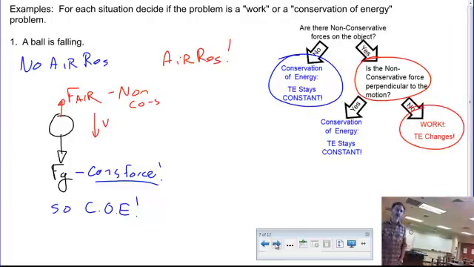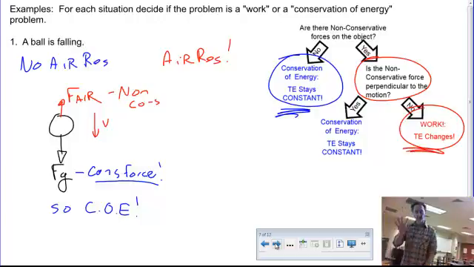Our total energy is going to change. The idea is the air resistance is working against the motion of the object, so it's going to lose energy as a result. So, with no air resistance, we land here, it's conservation. With air resistance, it's work. That's a good example because it shows both possibilities, and it's pretty simple because there aren't a lot of forces on it.